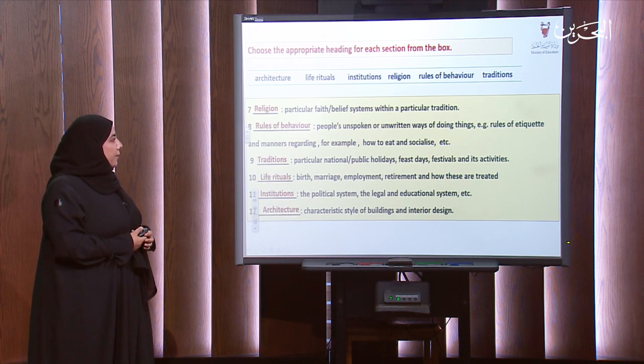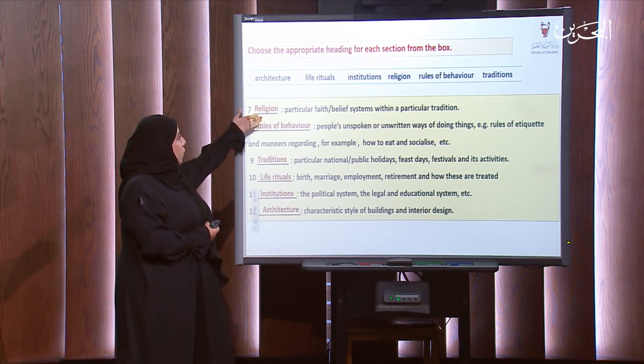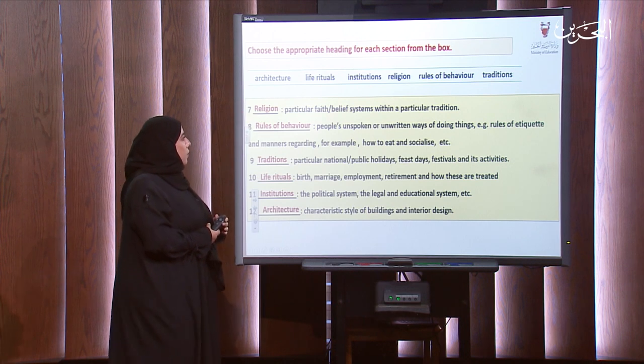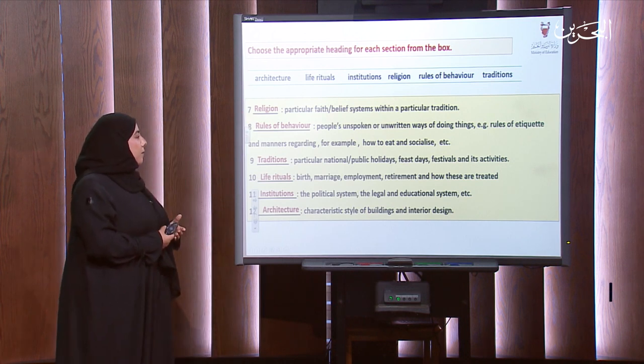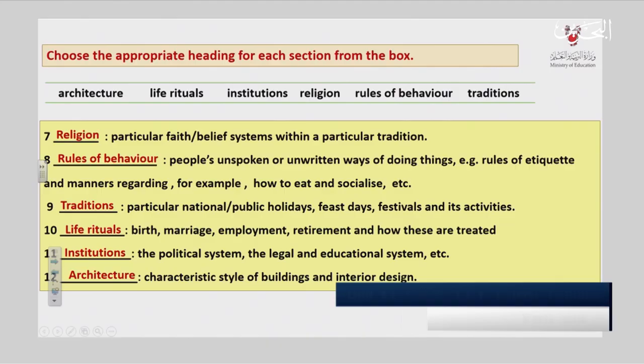Check your answers. So number seven, we'll take religion, which is particular faith belief systems within a particular tradition. Eight, rules of behavior, which refers to people's unspoken and unwritten ways of doing things, like rules of etiquette and manners regarding, for example, how to eat, socialize, drive and dress, etc.